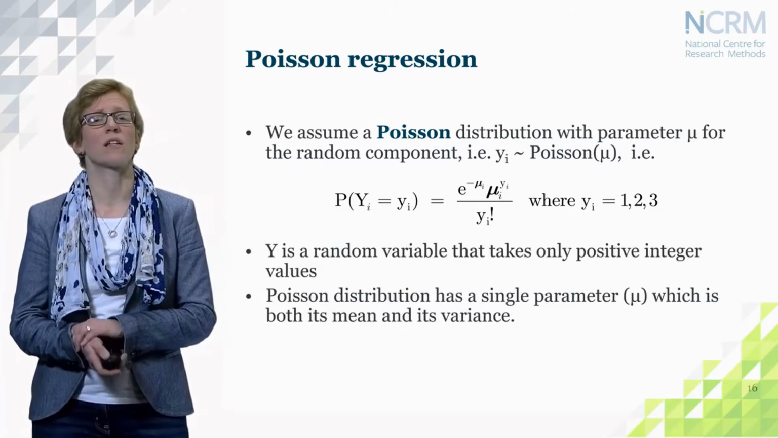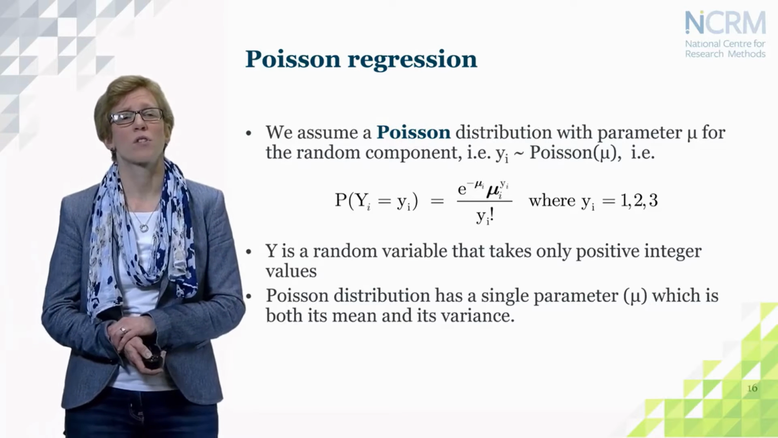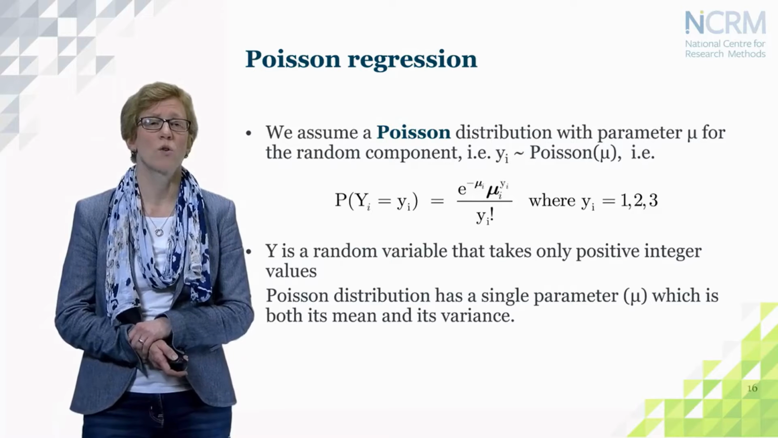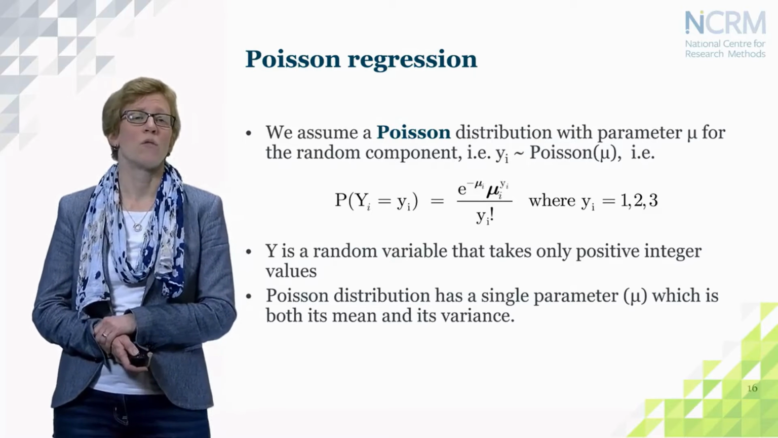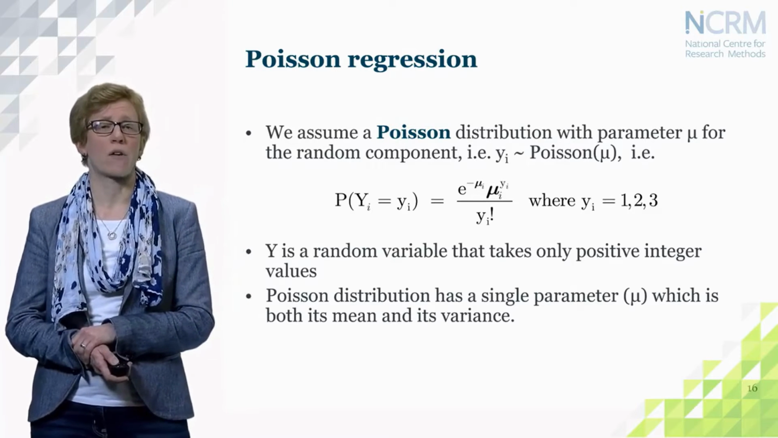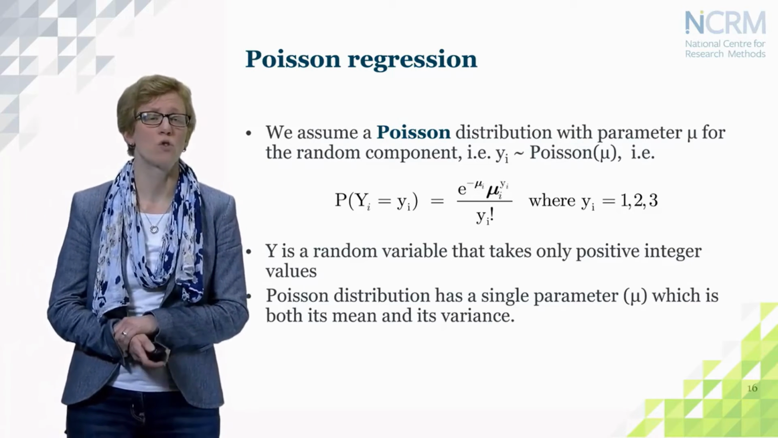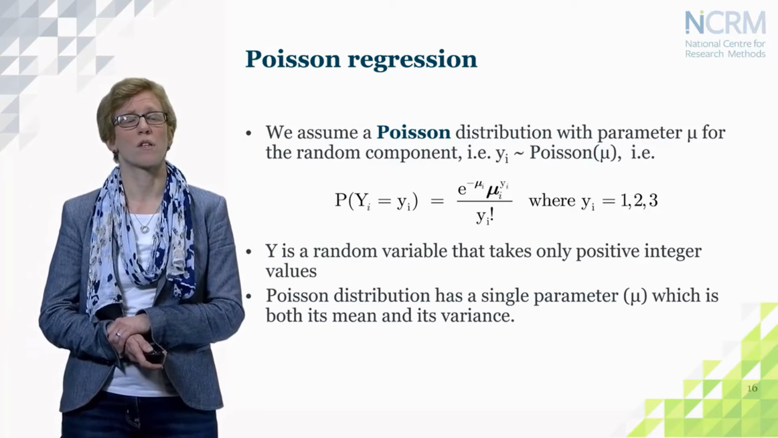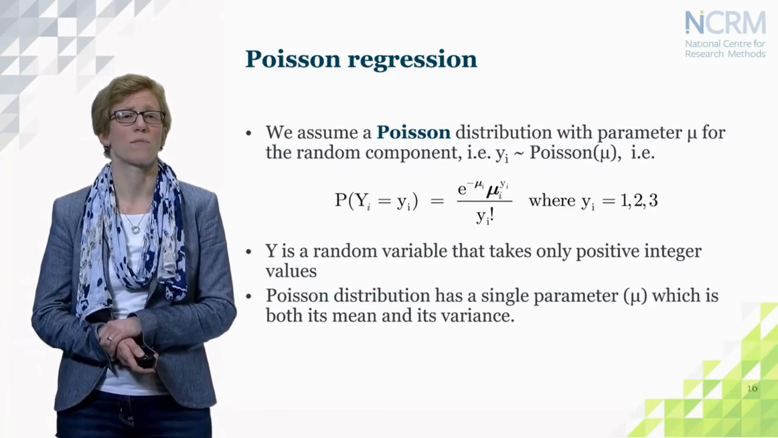So basically y is a random variable that takes on only non-negative integer values, and also this Poisson distribution has only one single parameter mu, which actually is the mean and the variance of this distribution. And we assume that our outcome follows this Poisson distribution, the integer count distribution.